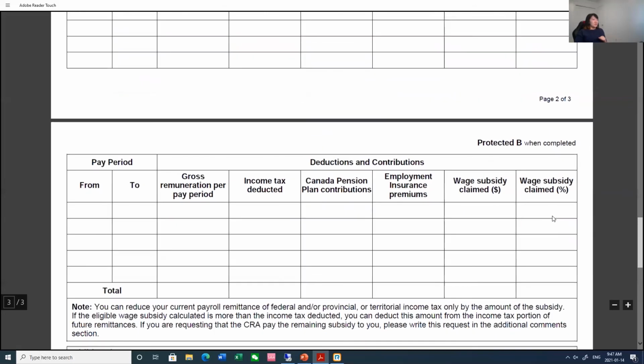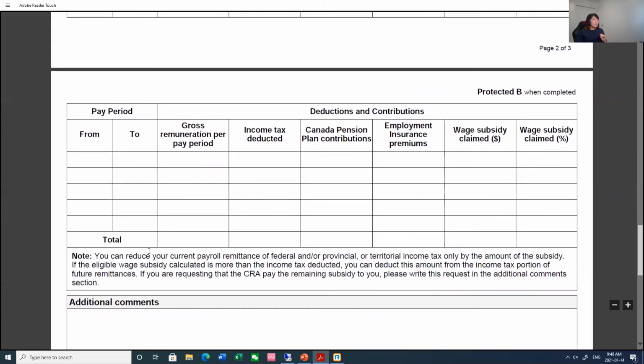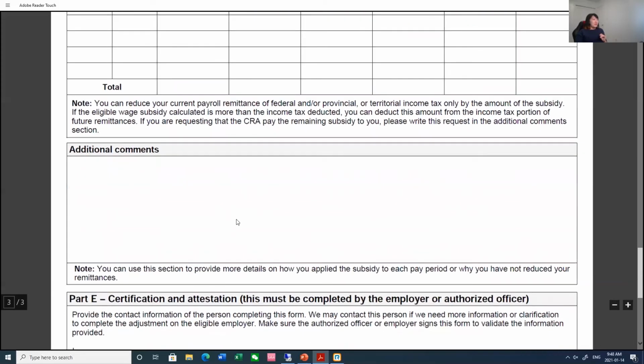I think they gave us 12 rows here, so even if you're on weekly payroll, we should be okay. We should have enough rows to cover the 3 full months. At the end, you want to total up the total wage subsidy claimed dollar amount right in this box here. And if you have any additional comments you want Canada Revenue Agency to know regarding your wage subsidy, please feel free to put your comments and notes in this box right here.